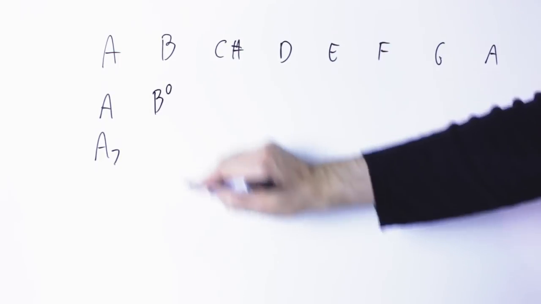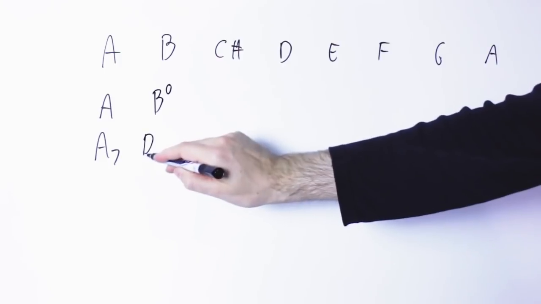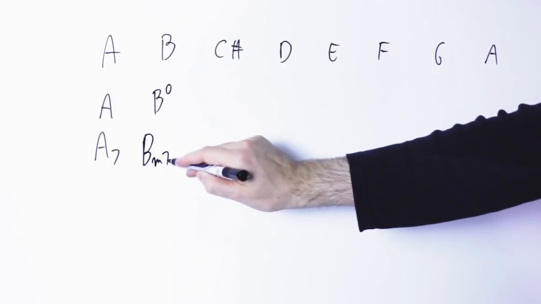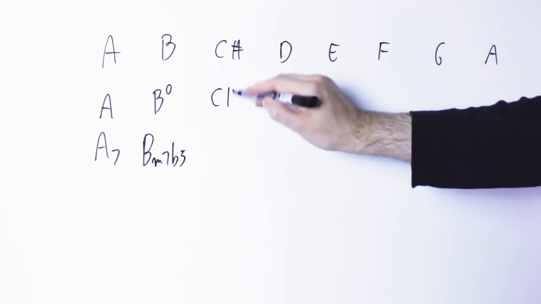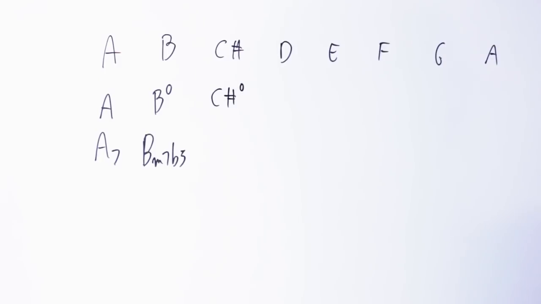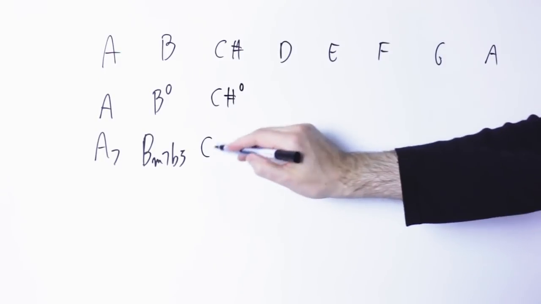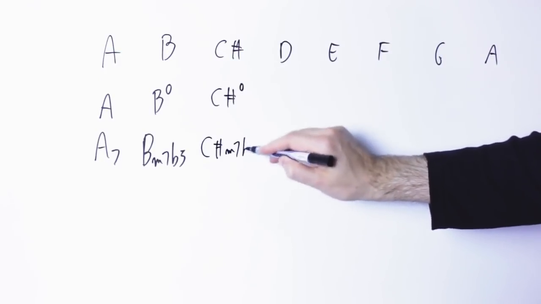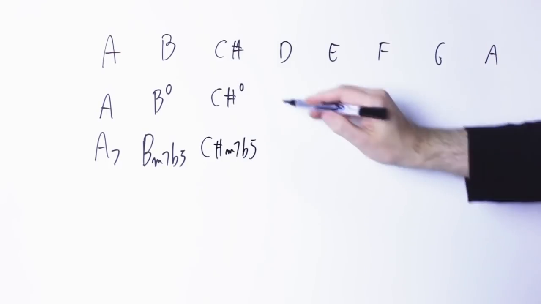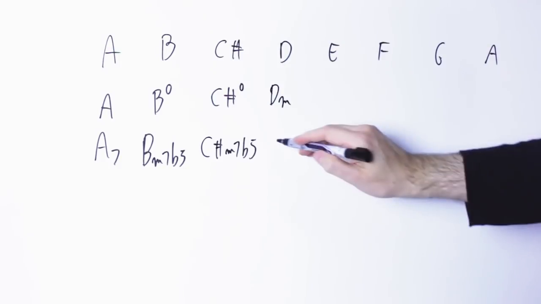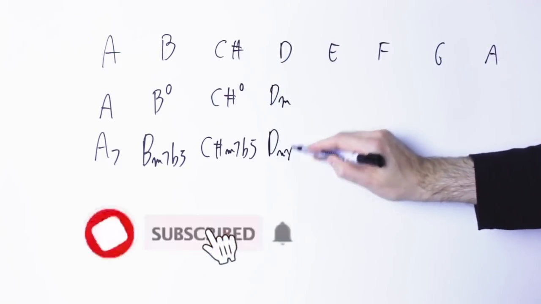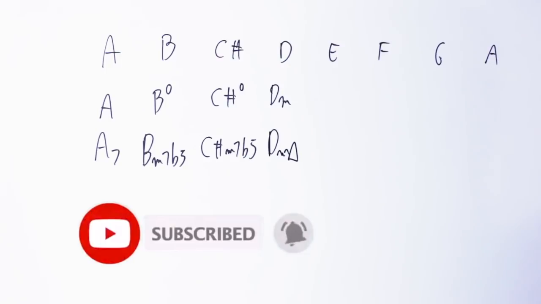On the second note B, I can have a B diminished triad, B, D, F, or a B minor 7th flat 5 chord, B, D, F, A. On the third note C sharp, I can have either a C sharp diminished triad, C sharp, E, G, or a C sharp minor 7th flat 5 chord, C sharp, E, G, B. On the fourth note D, I can have a D minor triad, D, F, A, or a D minor major 7th, D, F, A, C sharp.